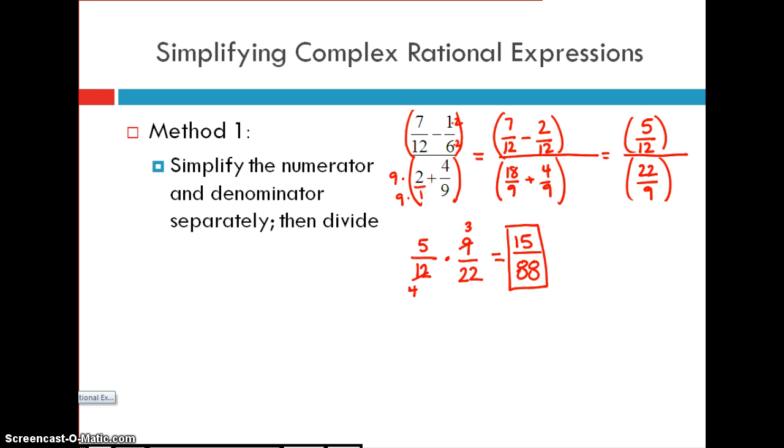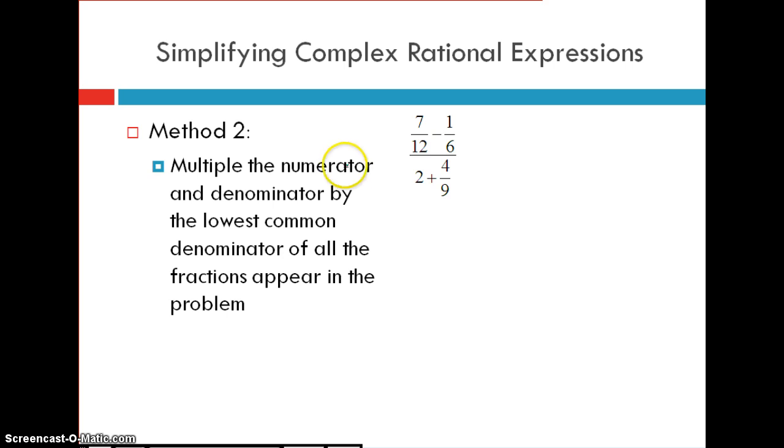Okay, I'm going to do the same problem again, but I'm going to use a second method. The second method says multiply the numerator and the denominator by the lowest common denominator of all fractions that appear, and then you'll simplify. So if I look at all of the denominators, I have a 12, I have 6, I have 1, and I have 9.